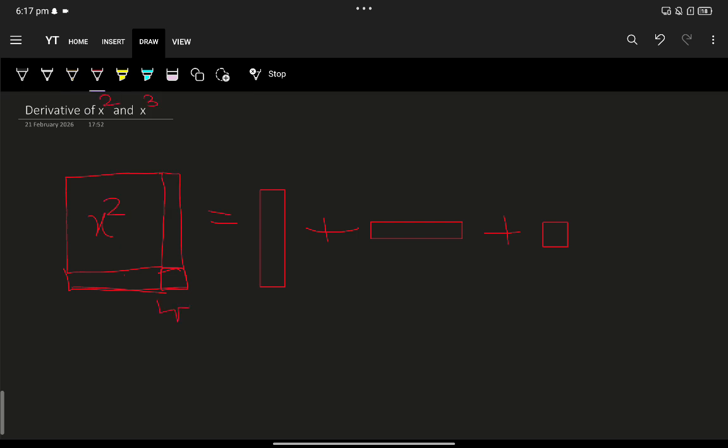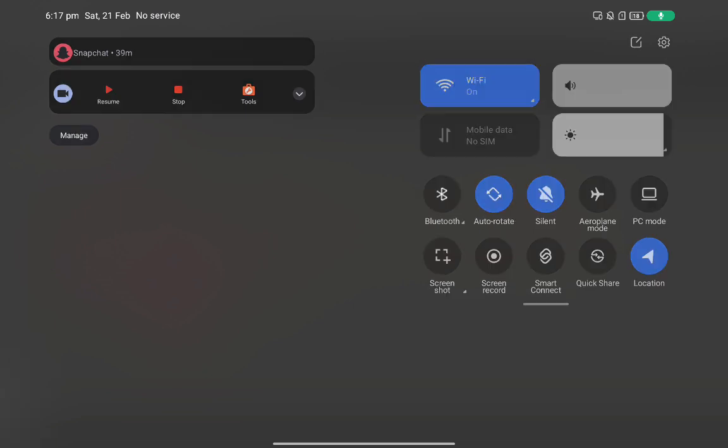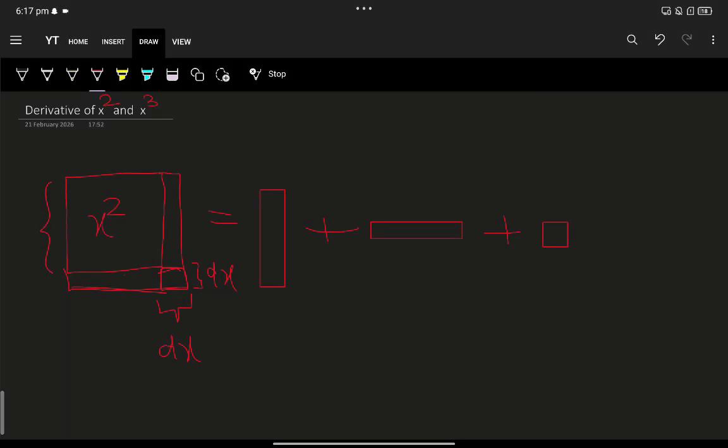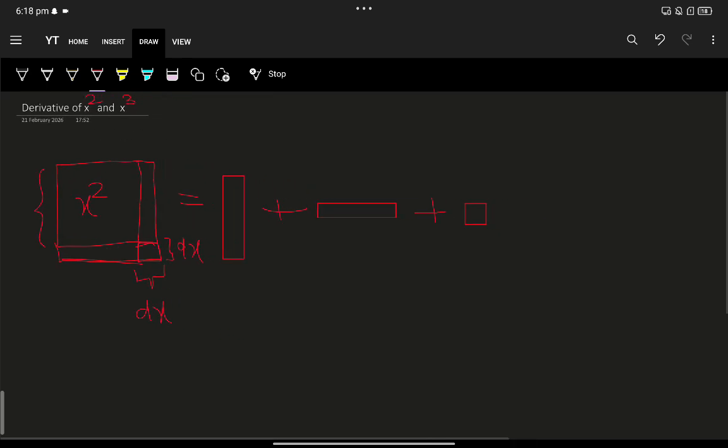So this side is dx, this is also dx, this is also dx, while this part is x, right, because it's the original part. Similarly, this part over here is also x, right? So this part which you see is x, and the other small part is dx.